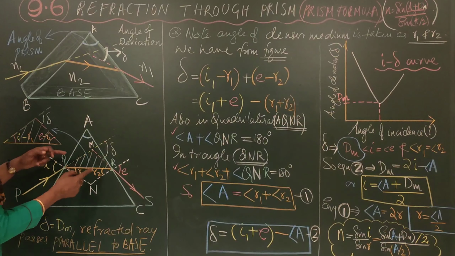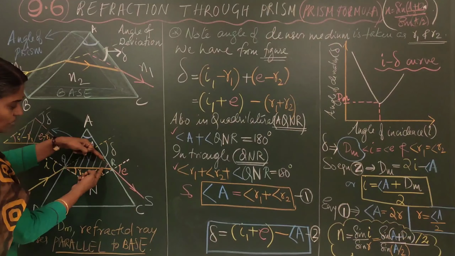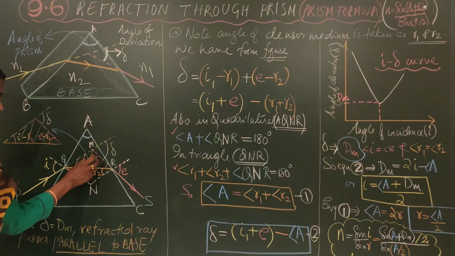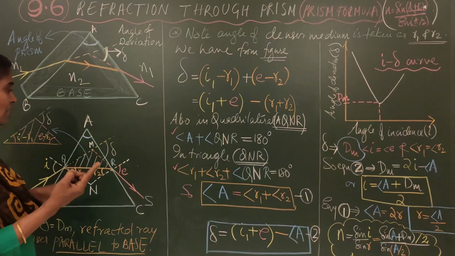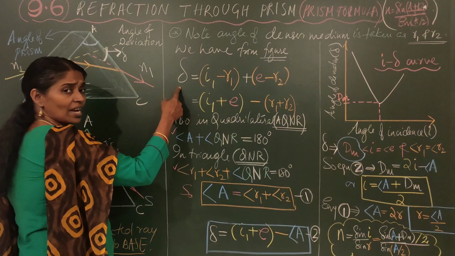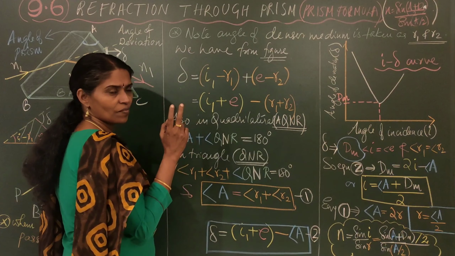Clear? Similarly, what about this? This much is E, because this is E. So you need only this much. So what is that? E minus R2. So from this triangle, this is I minus R1 and this is E minus R2. So if you add these two, that will be delta. Exterior angle is the sum of opposite interior angles. So exterior angle delta is the sum of opposite interior angles.